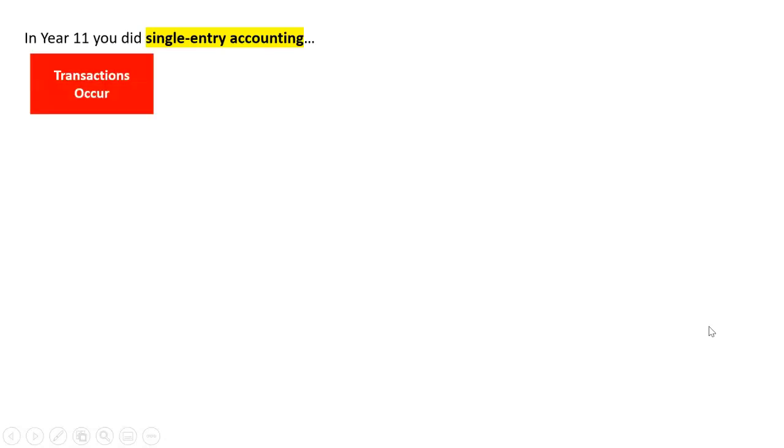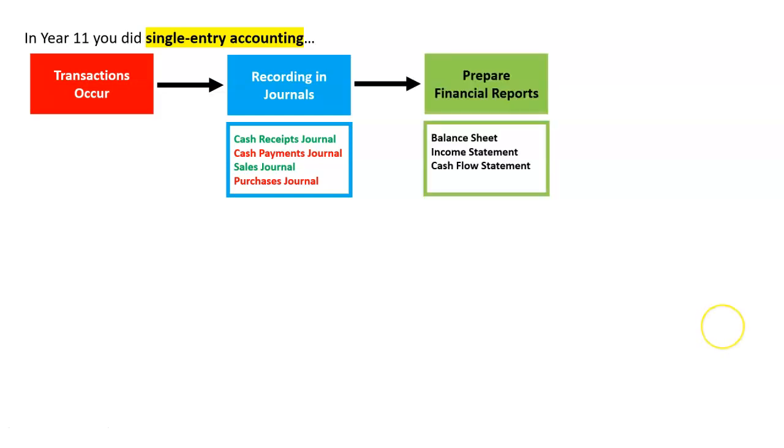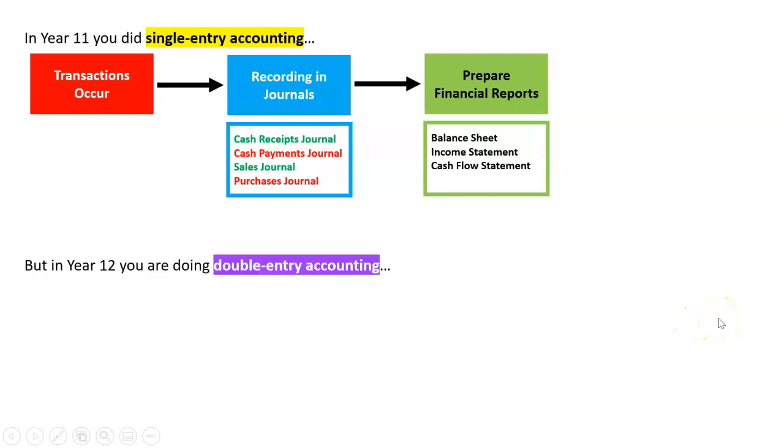That is where transactions occurred. We put them in journals, and last year we did cash receipts journal, cash payments journal, the sales journal, and the purchases journal. And then we made the financial reports, which was the balance sheet, the income statement, and the cash flow statement. Whereas in year 12, you're doing double entry accounting.